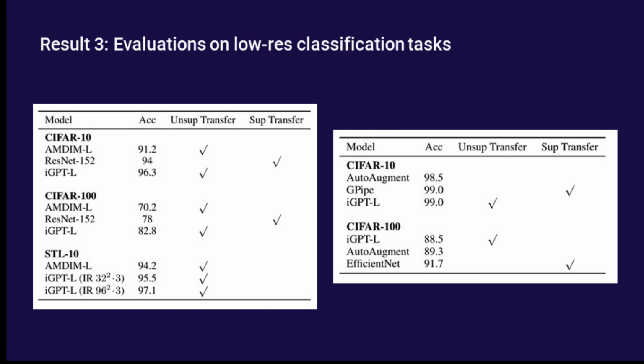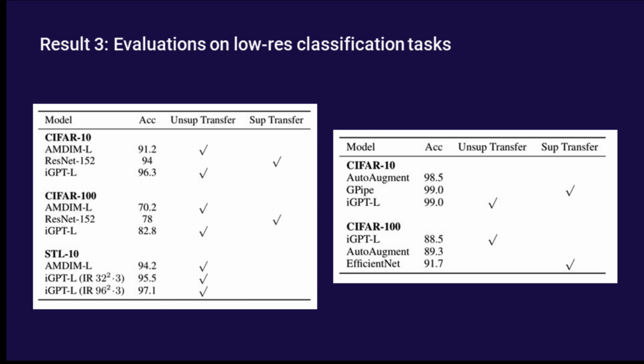Our third result consists of evaluations on low-resolution classification tasks. So here we include 2 tables from our paper, which detail both performance in the linear probe setting and the fine-tuning setting. On the left, in the linear probe setting, you can see that we achieve state-of-the-art across the entire spectrum of transfer learning approaches. I want to highlight here CIFAR10 results, where our model achieves 96.3%, which outperforms AMDIM, which is pre-trained on ImageNet without labels, a setting that's equal to ours, and a ResNet 152, which was pre-trained on ImageNet with the labels.